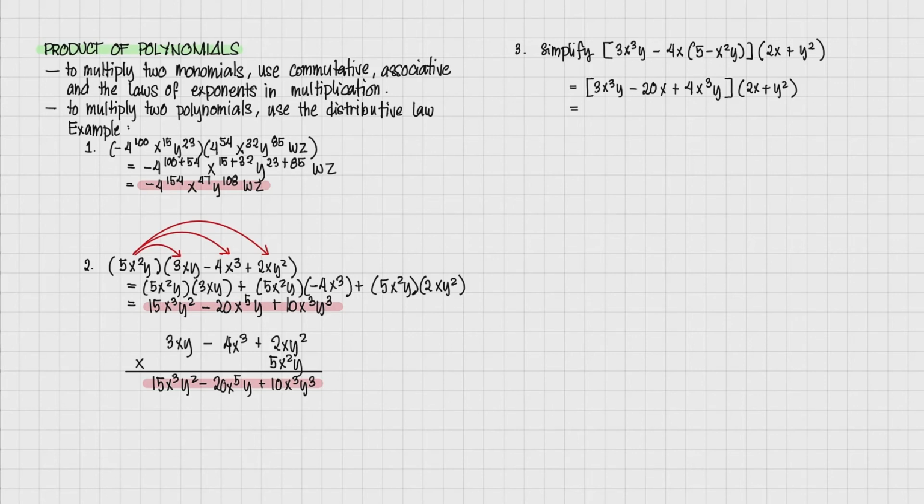So the first one, we're going to distribute 2x to this polynomial. So you'd get 2x times, oh wait, I think we should simplify this first. Sorry. So you have like terms here inside the first expression. Like terms because they have the same literal coefficients with the same exponents, diba? So we could combine that further. So we'd get 7x cubed times y minus 20x times 2x plus y squared.